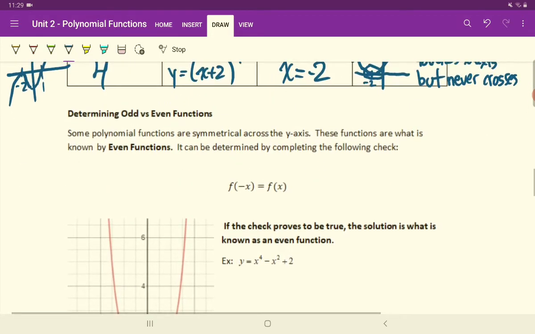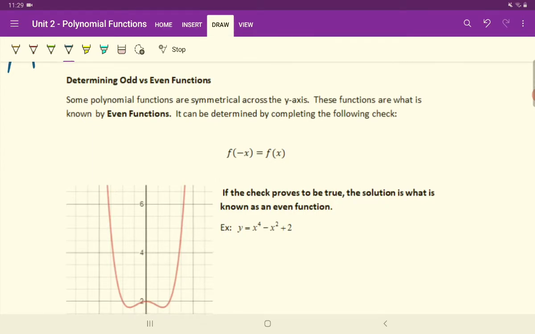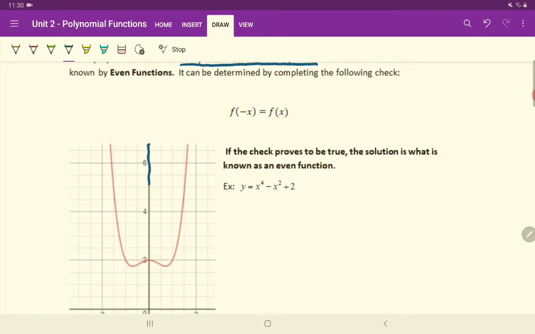Okay, last thing that we're going to do as part of this lesson is determining odd versus even functions. Some polynomial functions are symmetrical across the y-axis. These functions are what is known as even functions. It can be determined by completing the following check. Some polynomial functions are symmetrical across the y-axis, just like this one. See across the y-axis how there's symmetry on both sides?